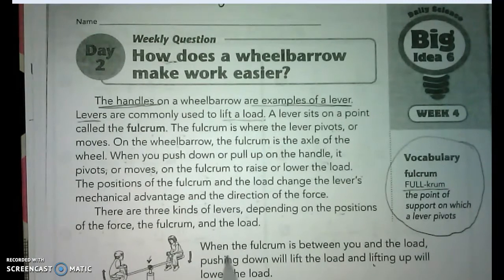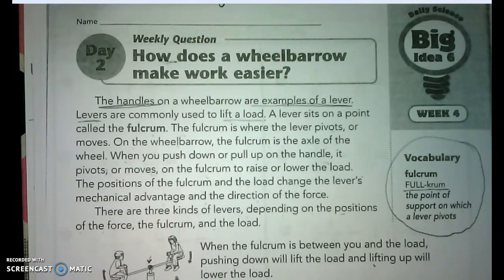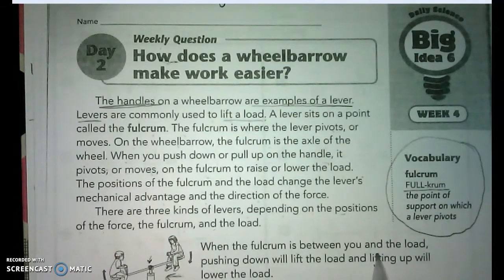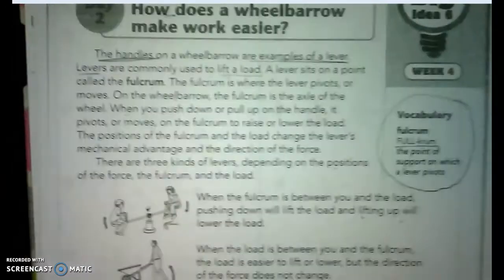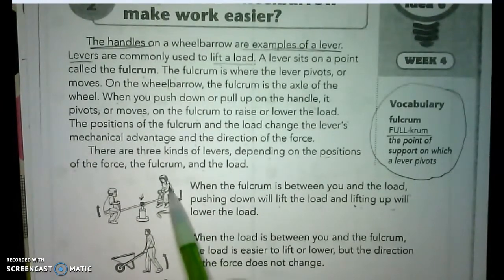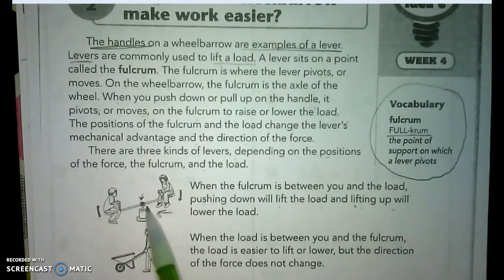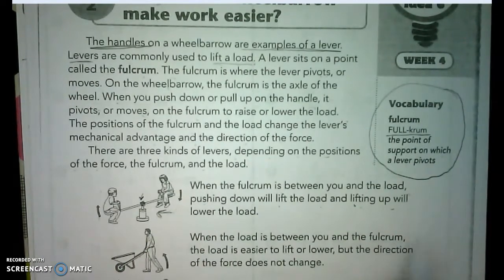All right, there are 3 kinds of levers depending on the positions of the force, the fulcrum, and the load, okay? So here's the first example of one of the types of levers. When the fulcrum is between you and the load, pushing down will lift the load, and lifting up will lower the load, okay? So picture that seesaw right there. When this person goes down, this person has to go up. So the fulcrum will be right in the middle here.